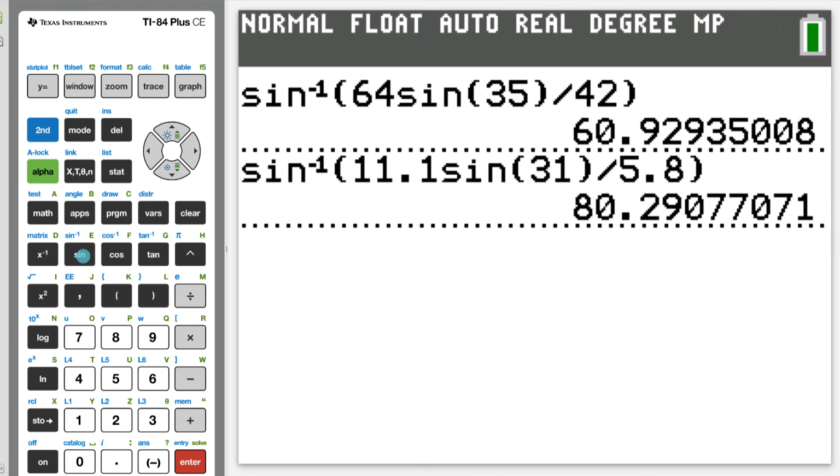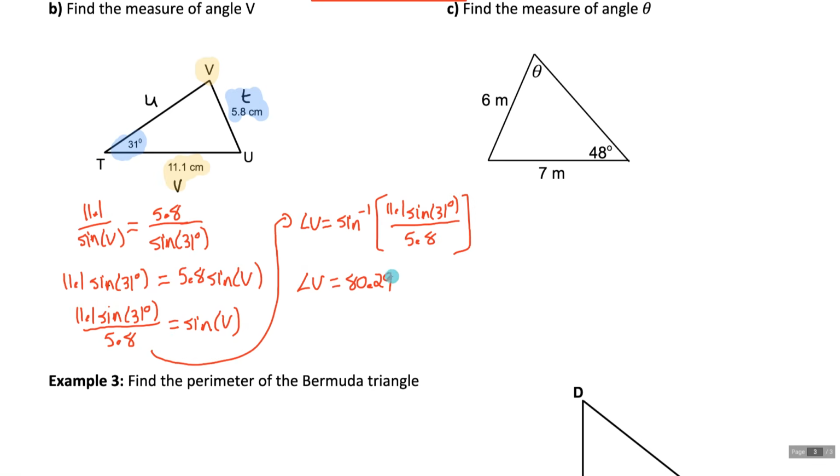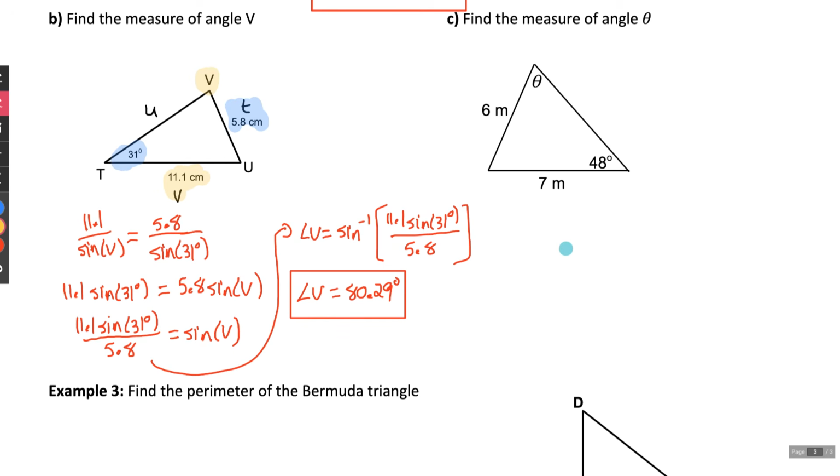I get about 80.29 degrees. Part C, I see two sides and an angle opposite from one of the two sides is given. I can use sine law to find the angle opposite from the other side that we know. So when I set up my ratios, I'm definitely going to need to use the ratio that involves the angle we want. So I do 7 over sine theta.